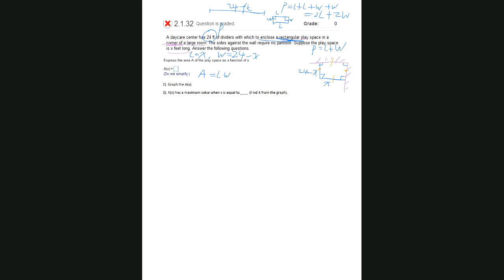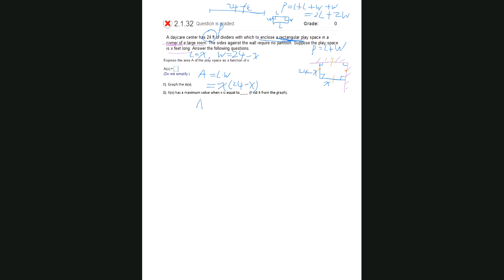But since I only need to build the two sides, if this side is x, the other side will be 24 minus x, okay? And we're going to plug this in. So my L is x, and my W here is 24 minus x. Then we're going to simplify this.